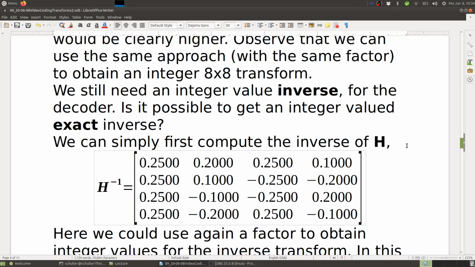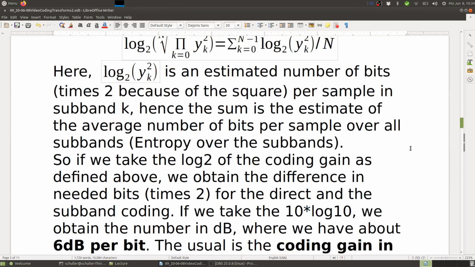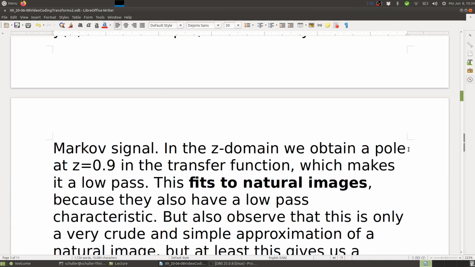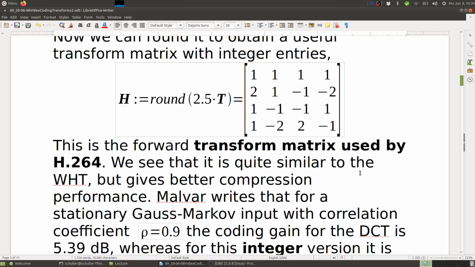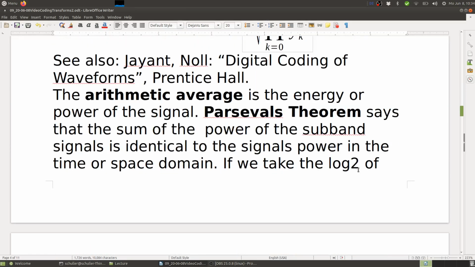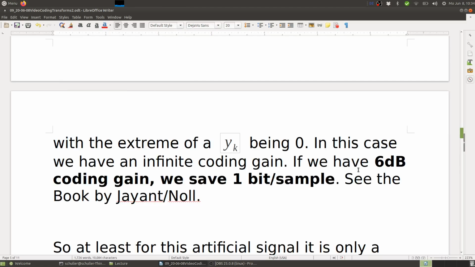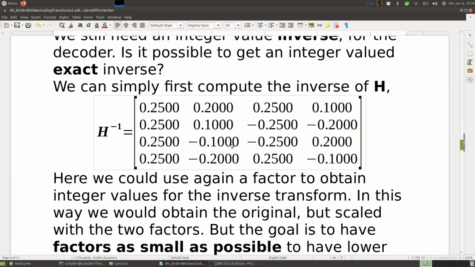So let's see, no, that's not the ideal, but H is actually the rounded. So here you can see it. Here's my H. So H is the rounded version. And now you can compute the inverse of this matrix and see what you get. Right, this is the exact inverse of the integer transform. So here we get it. And here we have again fractions, right? It's just a matter of how many bits do you need to represent it.